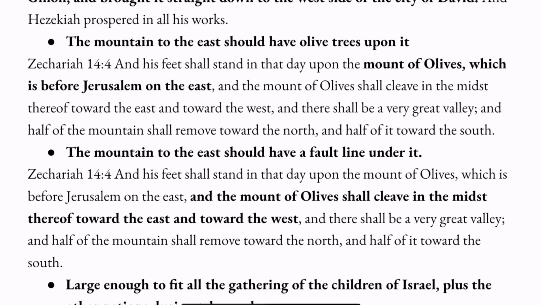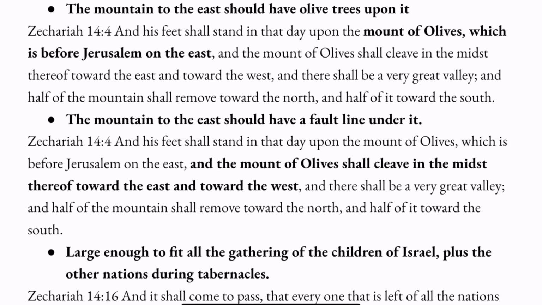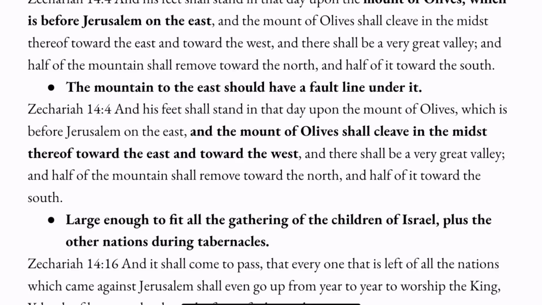Also, the mountain to the east should have a fault line under it, a tectonic fault line. How do I know that? Because if we continue reading the scripture, it says, and the Mount of Olives shall cleave in the midst thereof towards the east and towards the west, and there shall be a very great valley, and half the mountain shall be removed toward the north, and half of it towards the south.